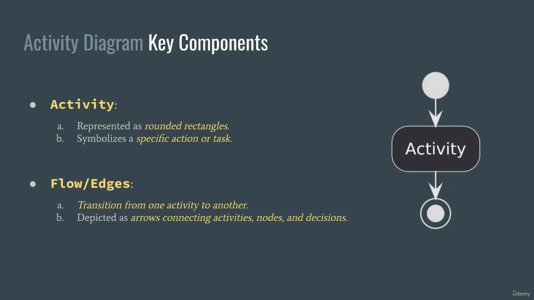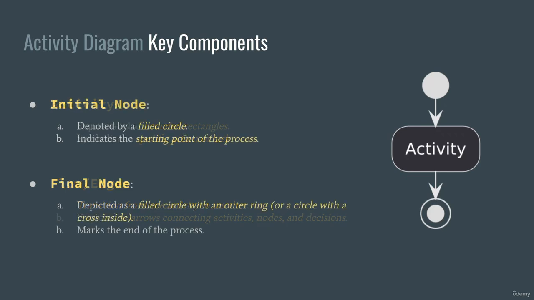Activities are shown as rounded rectangles and symbolize specific actions or tasks. Flows or edges represent transitions from one activity to another, depicted as arrows connecting activities, nodes, and decisions. The initial node, shown as a filled circle, marks the starting point of the process. The final node, depicted as a filled circle with an outer ring, or a circle with a cross inside, signifies the end of the process.